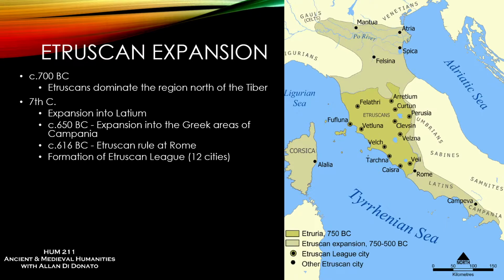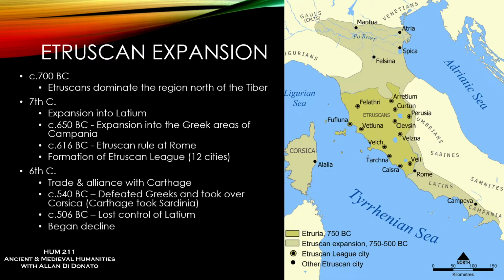But there's also a formation of an alliance among the city-states in Etruria around this time, known as the League of the Etruscan Cities, which was basically 12 independent city-states brought together for basic warfare. Okay. By the time we get to the 6th century, they have made alliances across the sea with Carthage. Their peak starts to wane by the time you get to the middle 6th century.